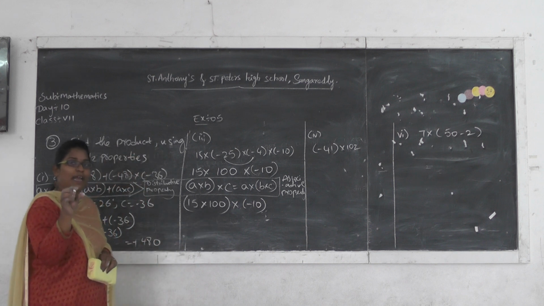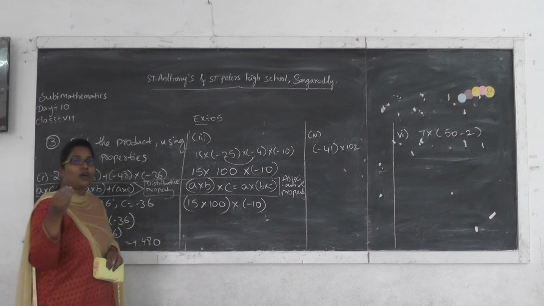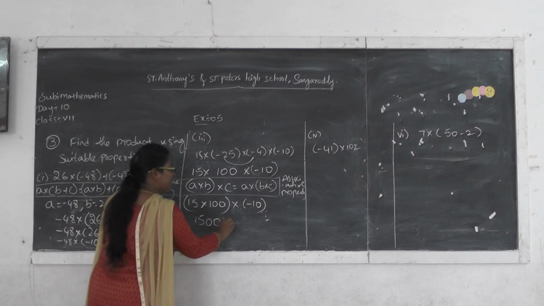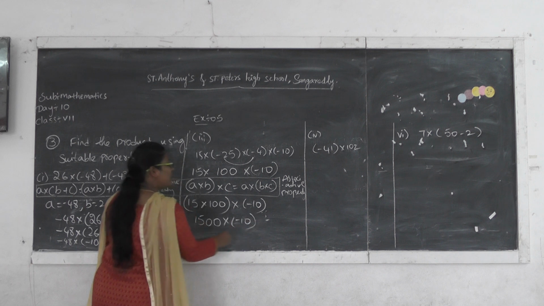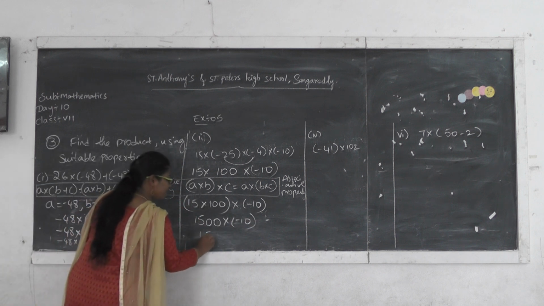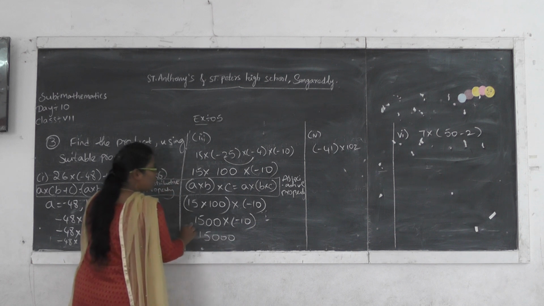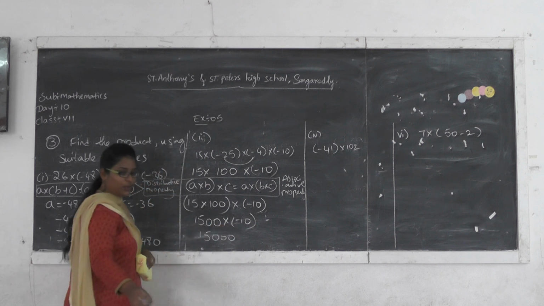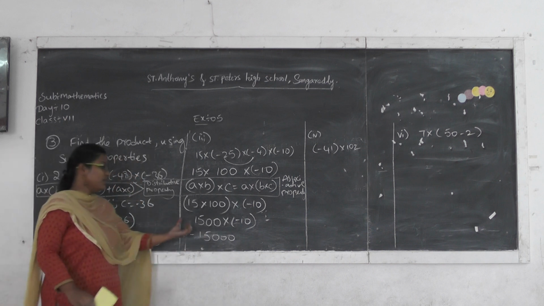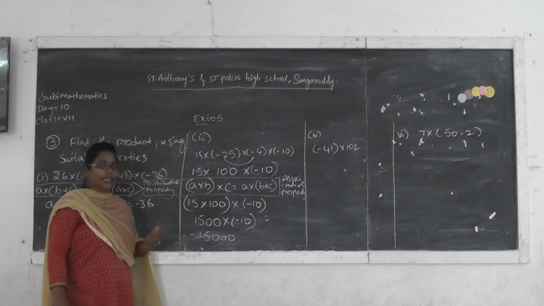The terms which are in the bracket we have to simplify first. 15 into 100, how much? 1500. So 1500 into minus 10. 1500 into 10, how much? 15,000. One is a positive integer, one is a negative integer, so the result is a negative integer.